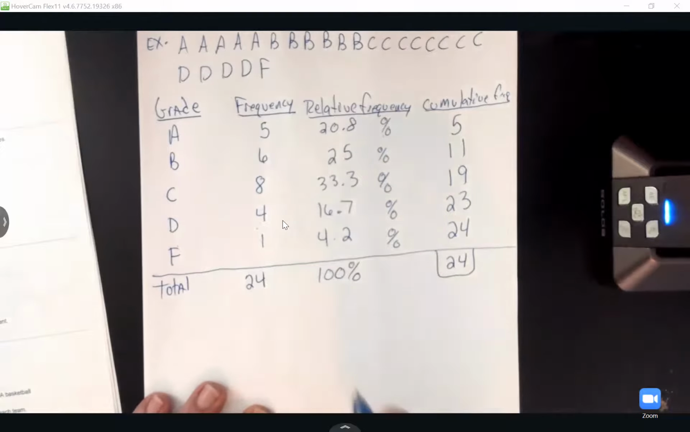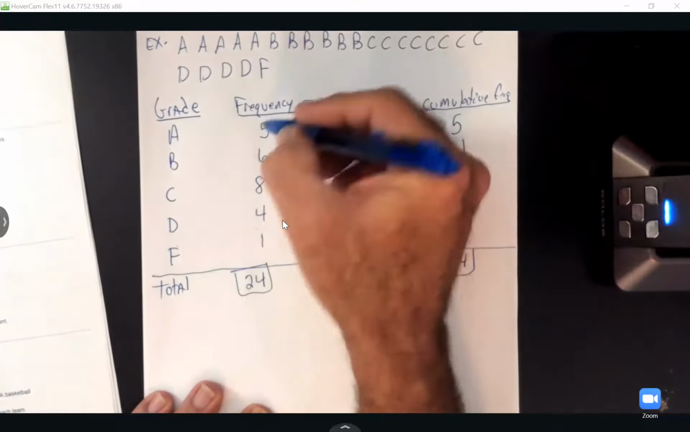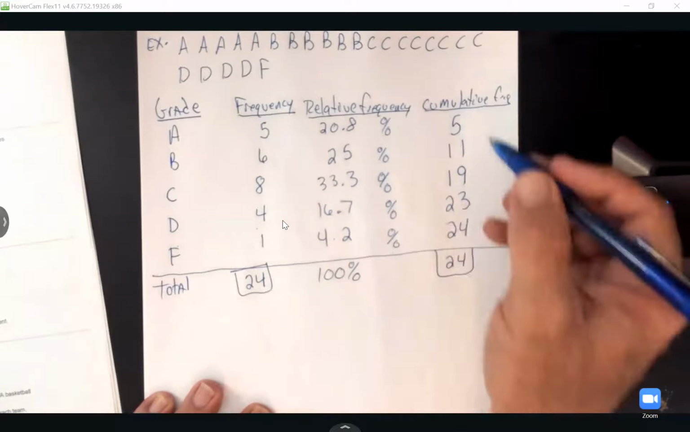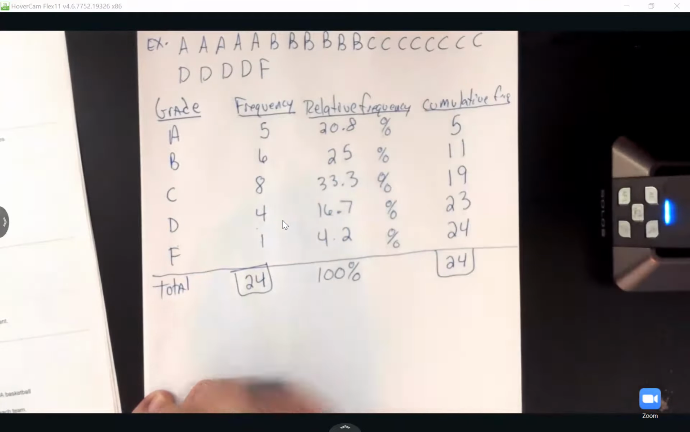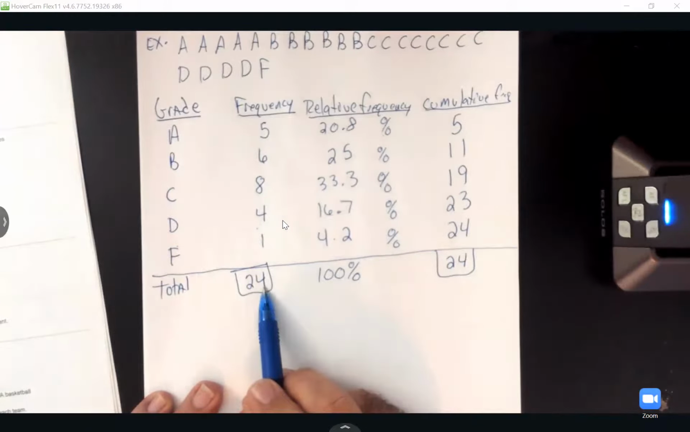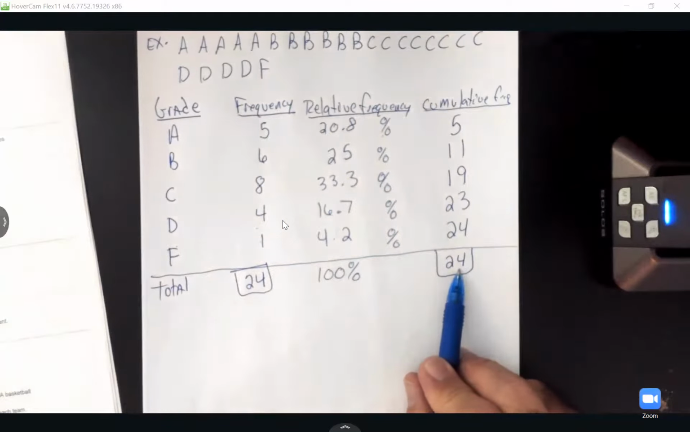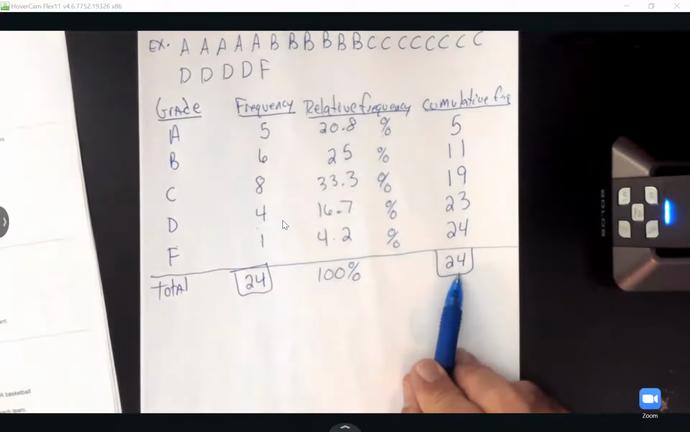So on this one, they'll have you fill in all these frequencies, all the relative frequencies, all the cumulative frequencies, and then they want you to add the column up for the total of 24 here, and add that column up for 24 on that cumulative frequency.